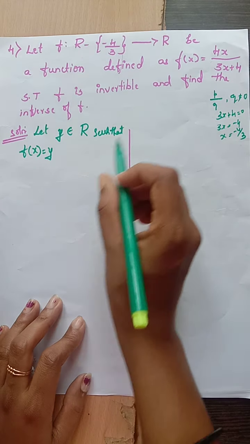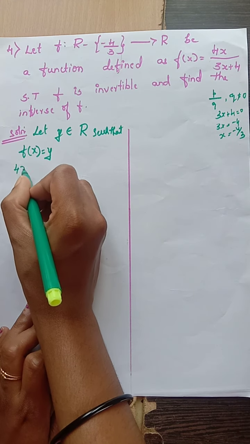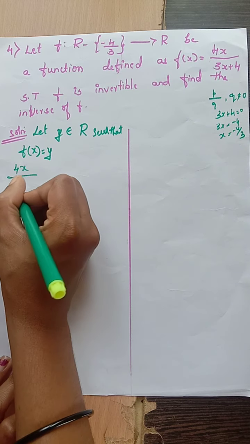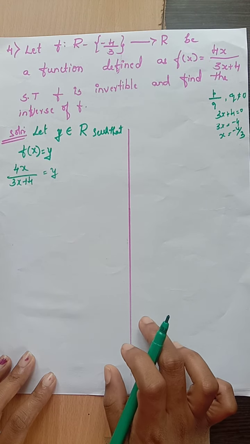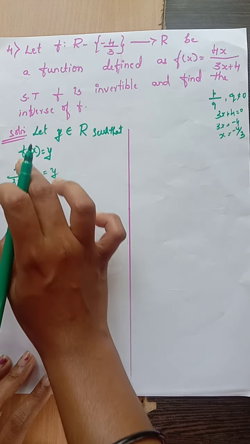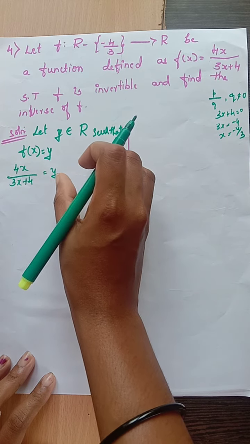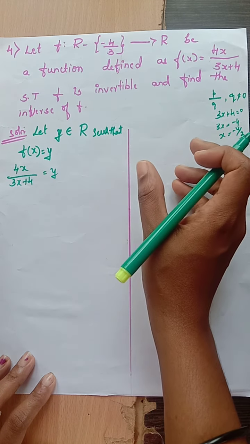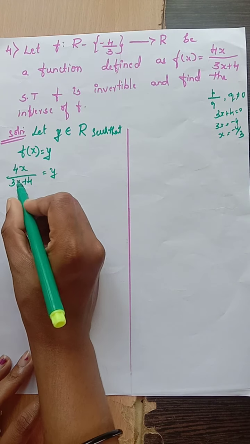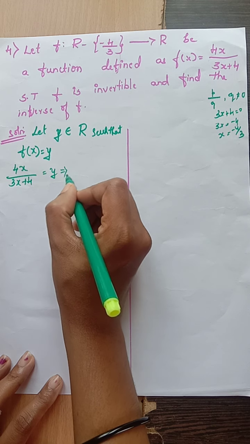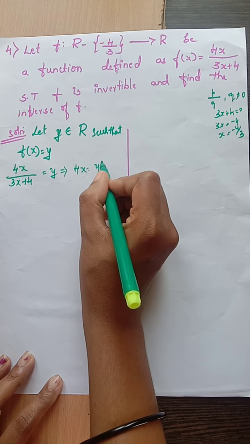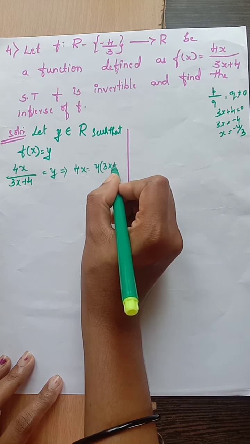But we know what f(x) is. f(x) = 4x divided by (3x + 4) is equal to y. So what is our first step? We have to find the value of x, and whatever answer we get, we take it as the function g. So I'll take this (3x + 4) to the other side. What I'll get is 4x = y(3x + 4), that is 4x = 3xy + 4y.